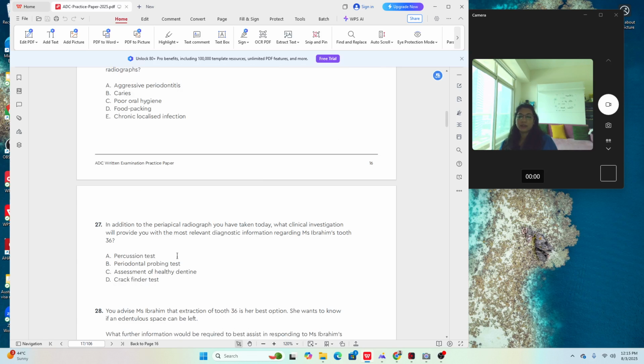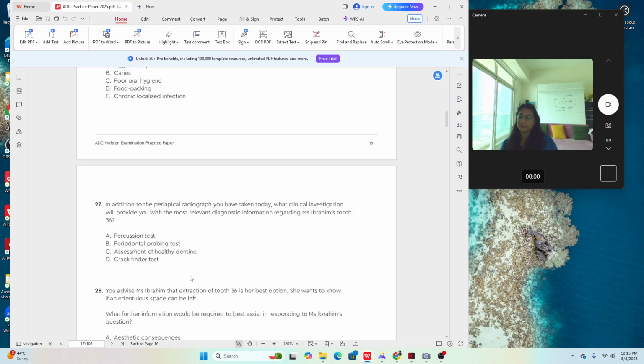So here, percussion test, we already know there is an abscess. Percussion test is not of importance to us because it's already documented that there is a periapical abscess. Periodontal probing test, yes. Assessment of healthy dentine. What are you going to achieve with that? No, nothing. Crack finder test. Crack finder test is not the root fracture test. Crack finder test is on the cusp of a tooth. I don't want to see if the cusp is fractured. My main concern is whether the root is fractured or not, and that I will only know with the periodontal probing test. So that's the answer here, correct?